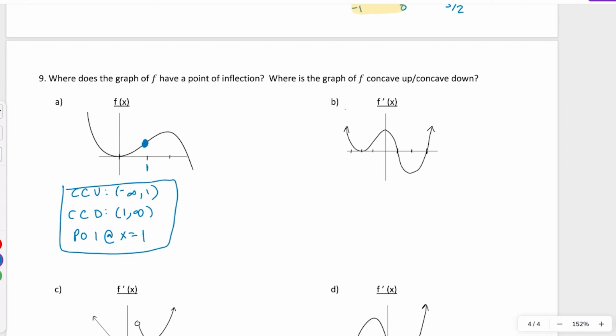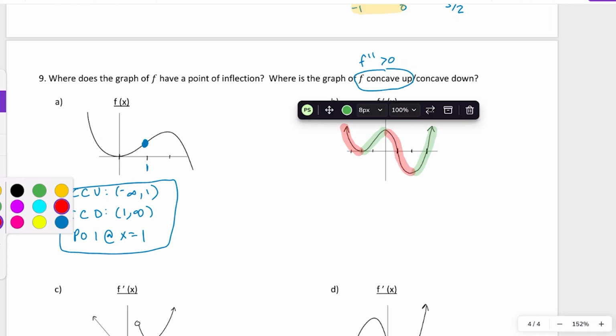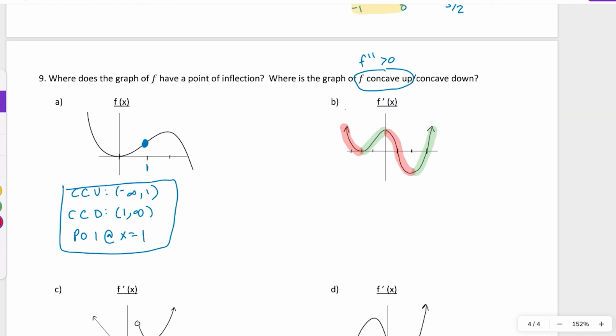Okay, for B, now let's be clear here. f is concave up when f double prime is positive. That means the slope of f prime has to be positive. So the slope of f prime is positive here and here, so it's concave up there and there. It's concave down here and here. And the points of inflection will exist when the sign of f double prime changes.